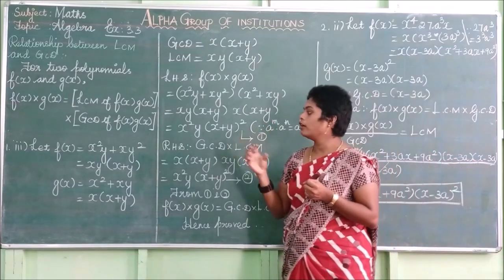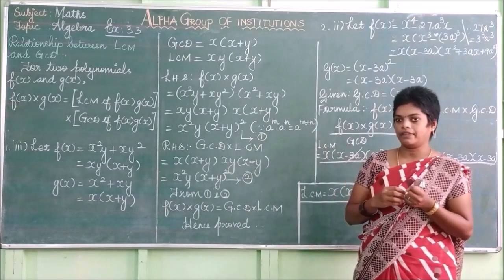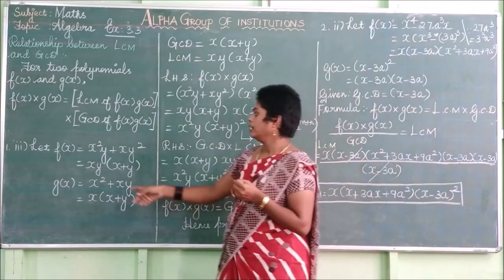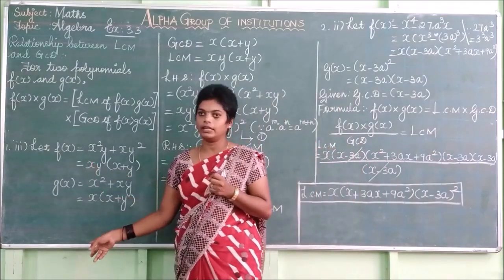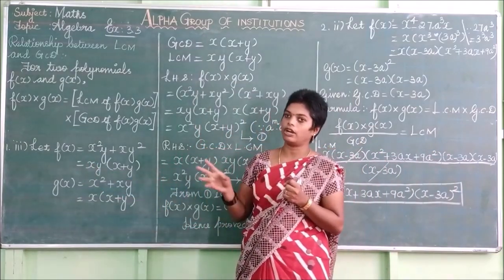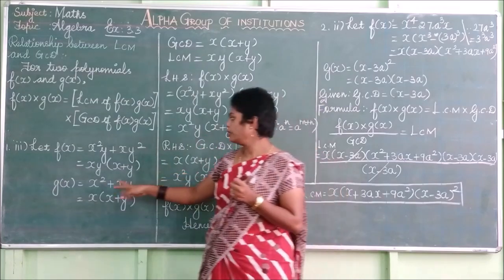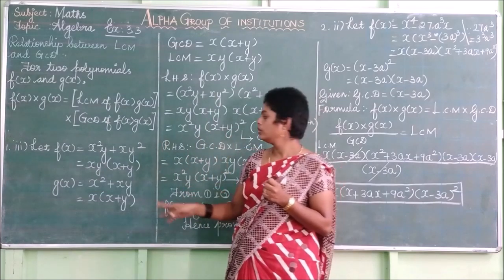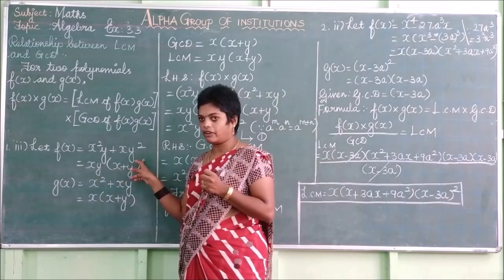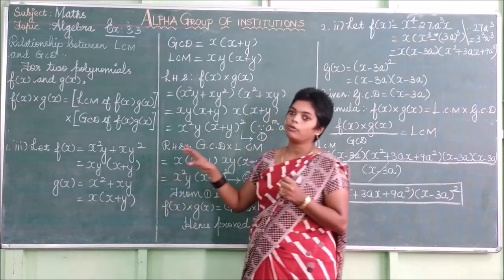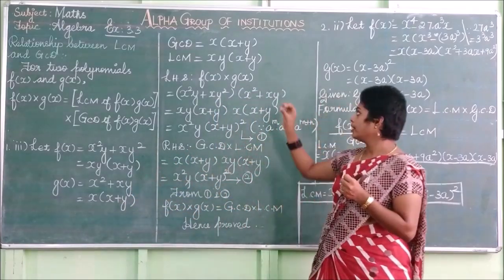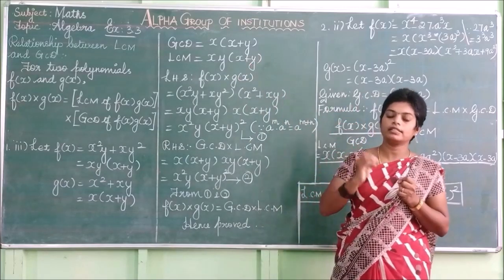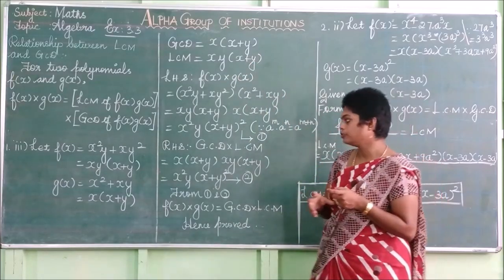For LCM, you take the highest power. So what is the highest power? X has power 1 in both, so we take that x simply. And y has the biggest power as 1 only, so we take that y also. Then x plus y has power 1 in both, so you take that x plus y also. For GCD, you take the common terms. For LCM, you take the highest power value.